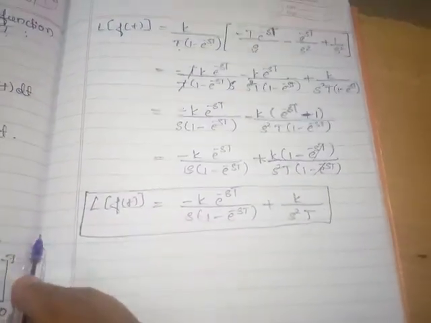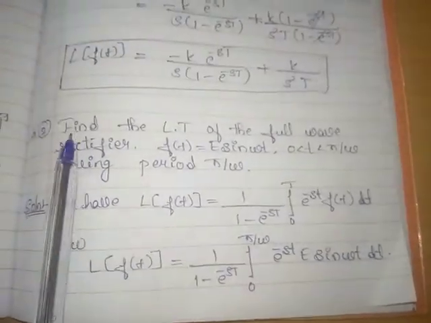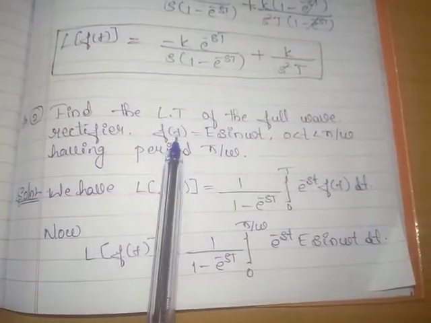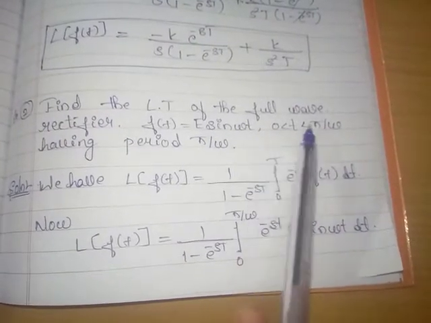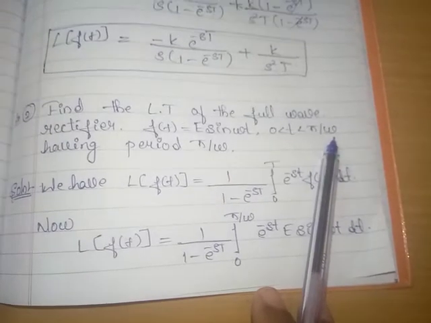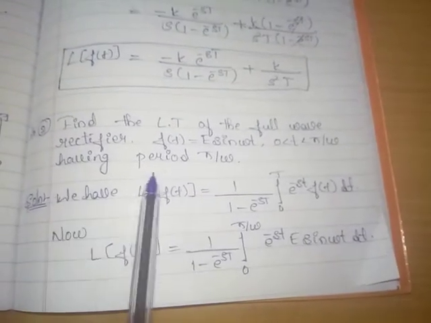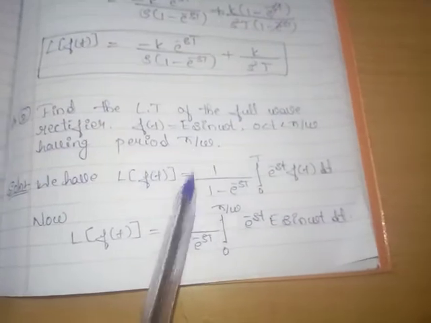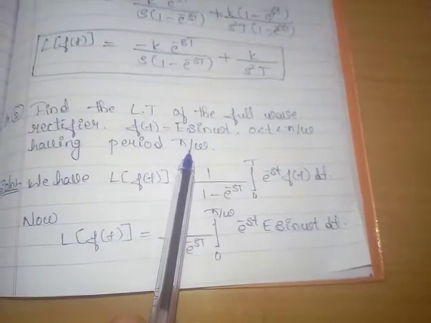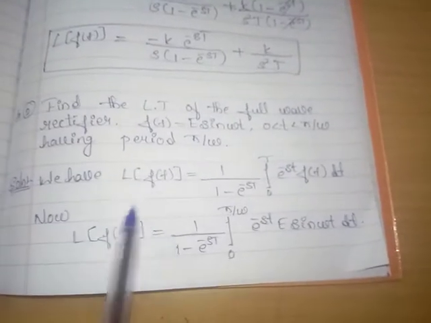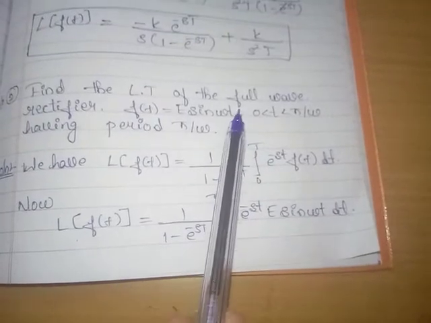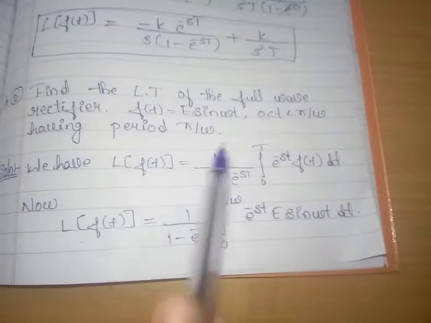Next example. Next, find the Laplace transform of the full wave rectifier f of t is equal to e sin omega t, where t lies between 0 and pi by omega, having a period pi by omega. Having a period pi by omega means the value of capital T is pi by omega. Here we have this result. Next we have to substitute the given condition here.